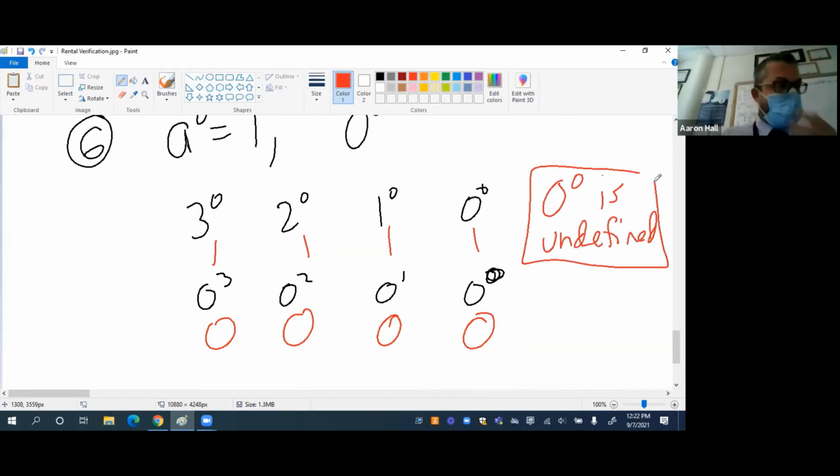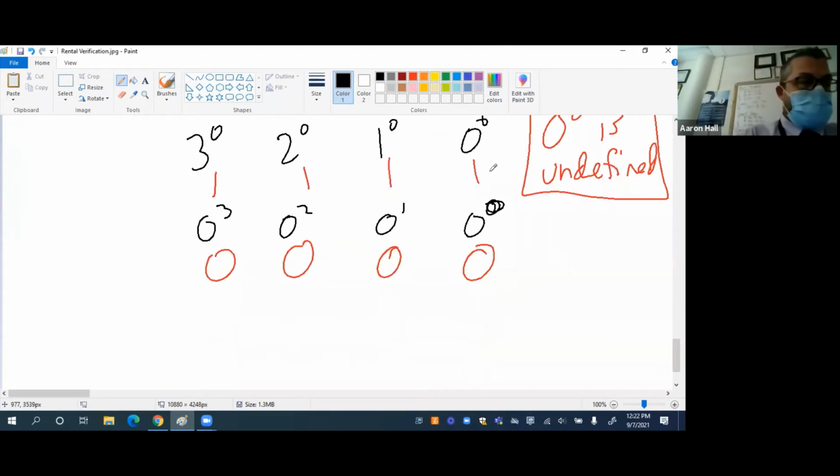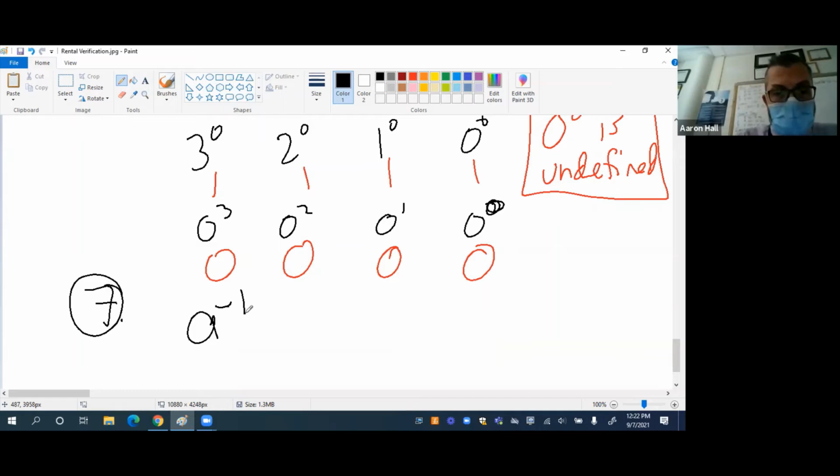Okay, good? How many more laws do we have? Two more. Okay, moving on. Number 7. I have a to the power of -1. What's our -1 exponent rule?